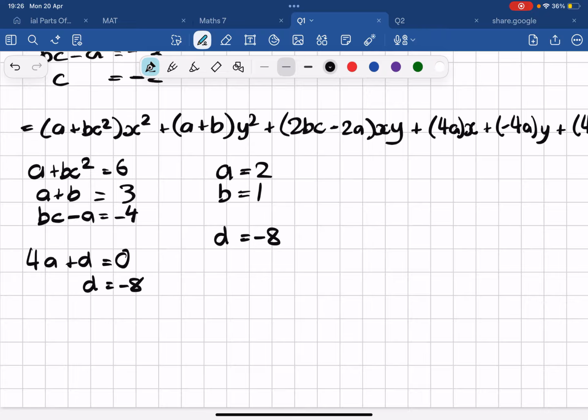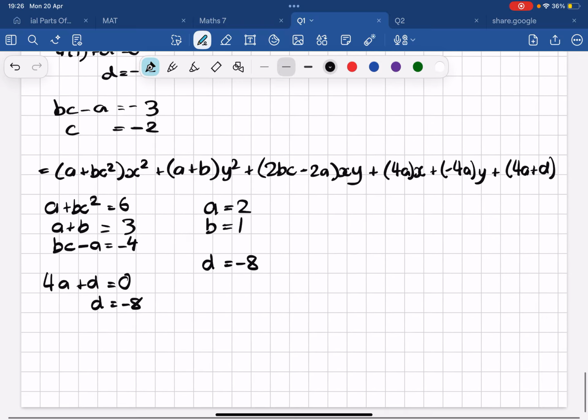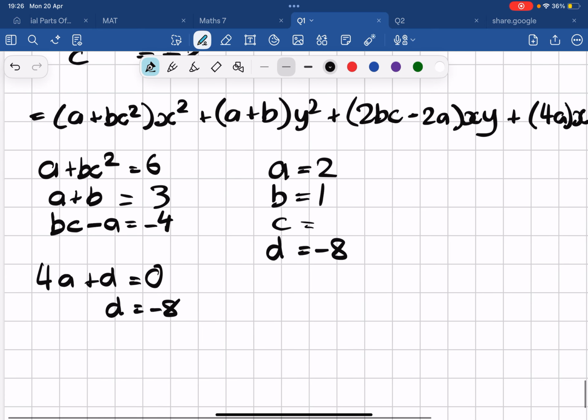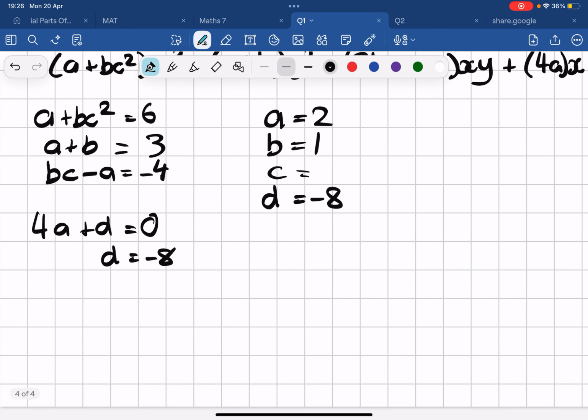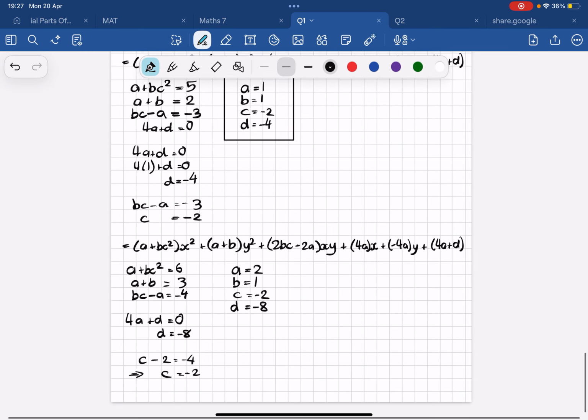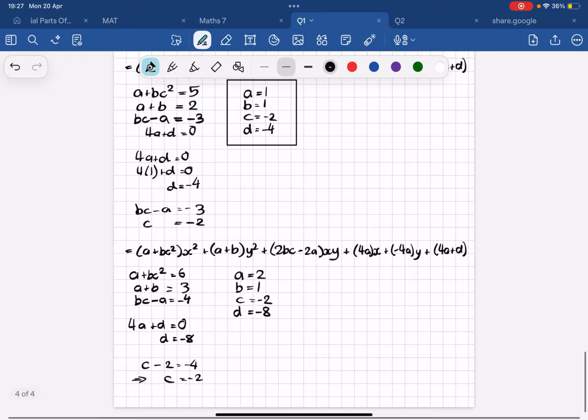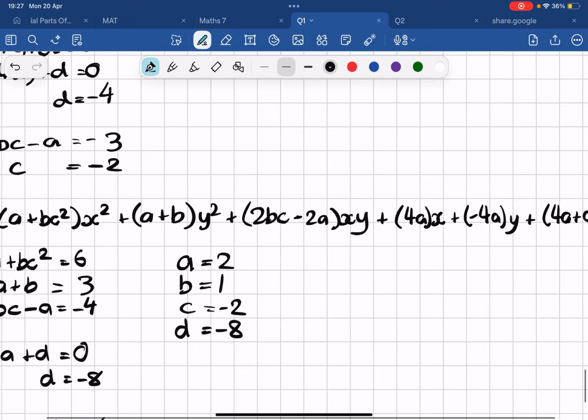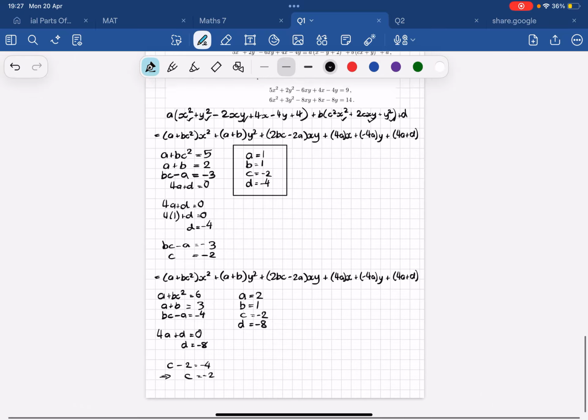And then what are we looking for? c. Well, we know bc minus a equals minus 4. So c minus 2 equals minus 4, which implies that c equals minus 2. So we have 2, 1, minus 2, and minus 8. Pretty similar to the first part, where b and c were 1 and minus 2 respectively.